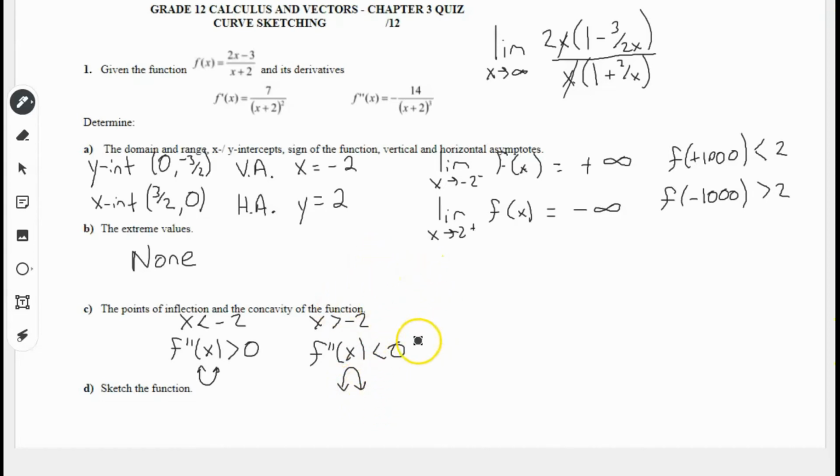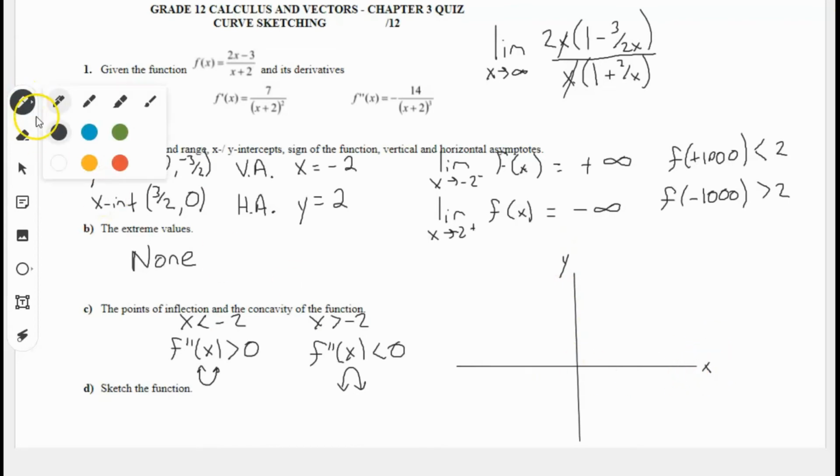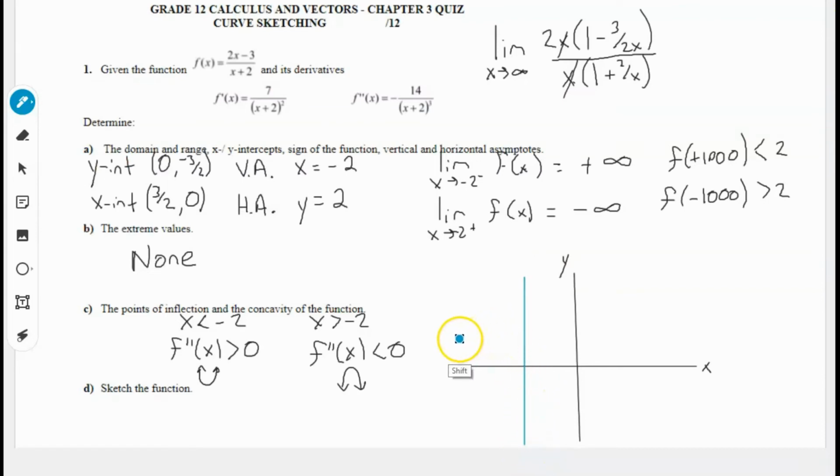So now we have everything we need to be able to sketch the function. So let me draw some axes. So there's x and y. Let me put in some asymptotes. So here we have an asymptote at -2. Kind of slanted, but it should be straight. And we have a horizontal asymptote at +2, like this.